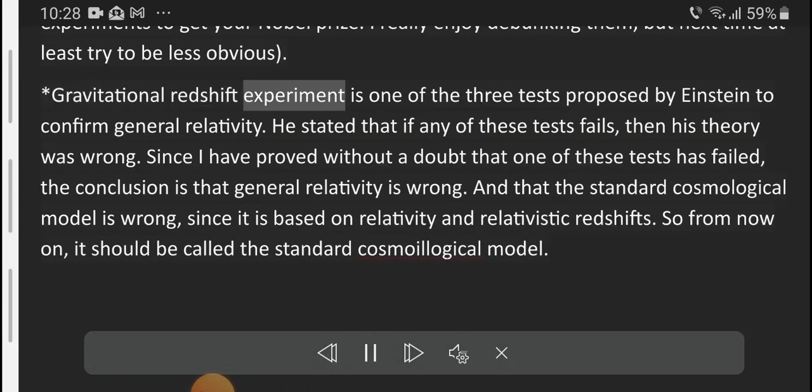The gravitational redshift experiment is one of the 3 tests proposed by Einstein to confirm general relativity. He stated that if any of these tests fails, then his theory was wrong. Since I have proved without a doubt that one of these tests has failed, the conclusion is that general relativity is wrong. And that the standard cosmological model is wrong, since it is based on relativity and relativistic redshifts. So from now on, it should be called the standard cosmological model.